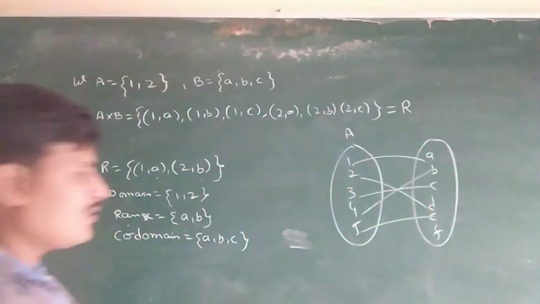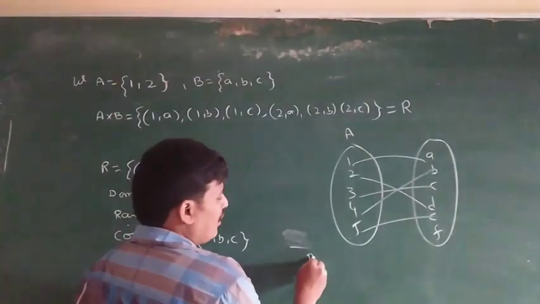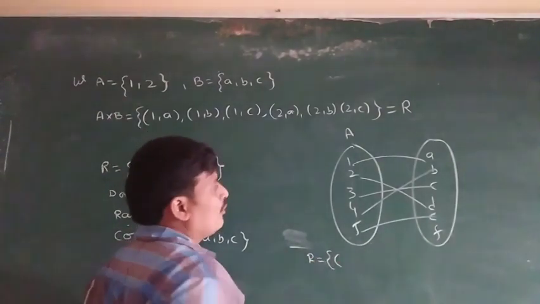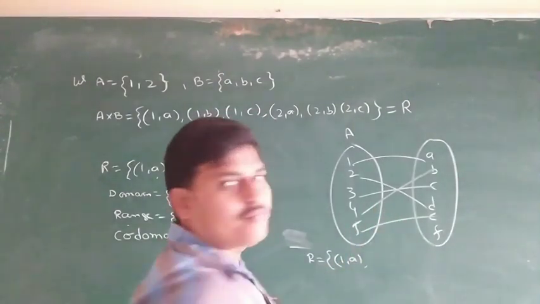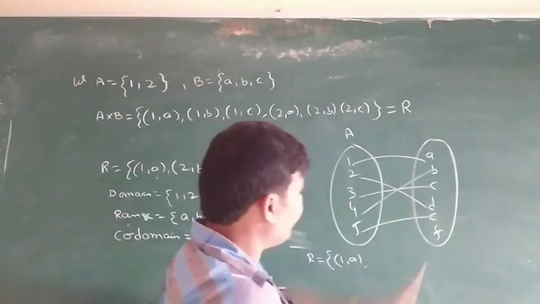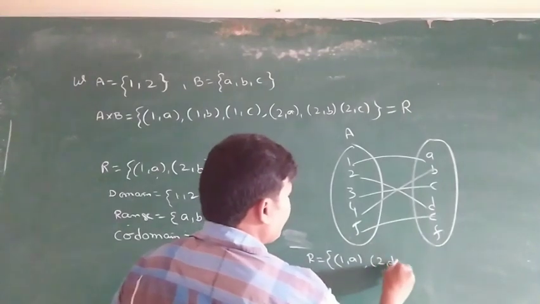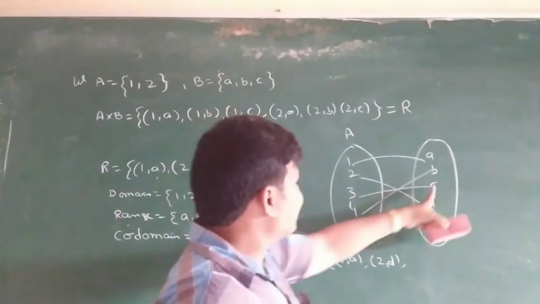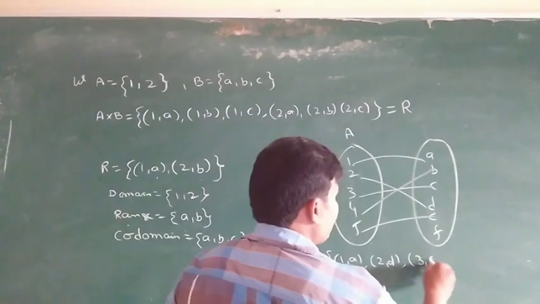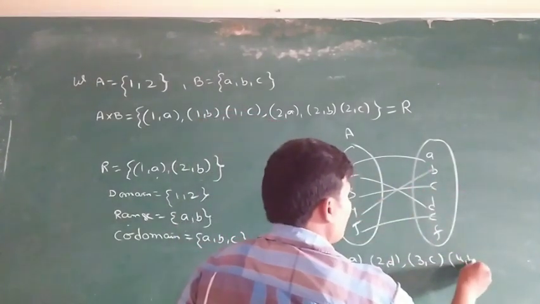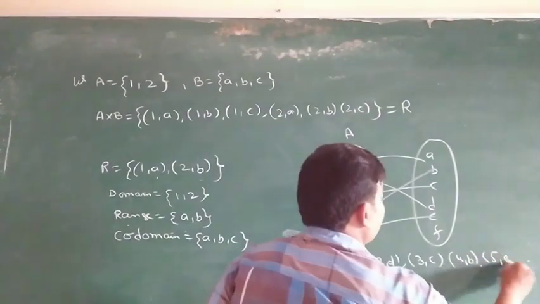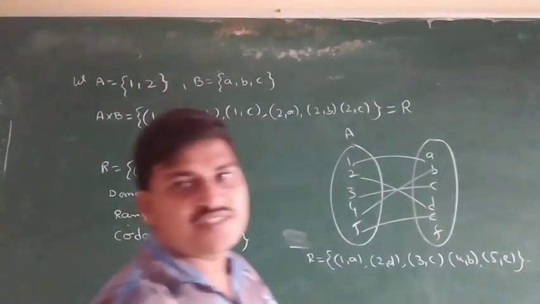What is the relation? Relation R is equal to 1 comma A, 2 comma D, 3C, 4B, 5E. These are the mappings. This is the relation.